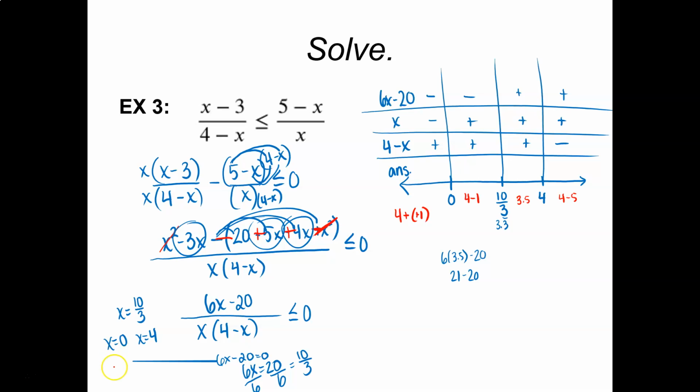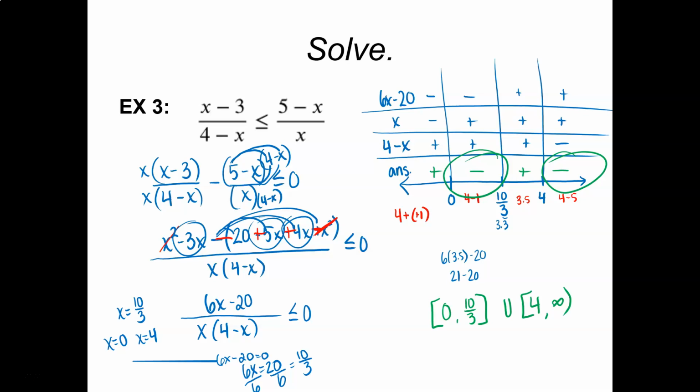Okay, so Amanda, what would our bottom line, our answer line look like for this? Good. So we get positive, negative, positive, negative. And Kayla, which ones are our answers? The negatives. So we're doing this section and this section. So that is going to look like this: from 0 to 10/3 and 4 to infinity. But I just did brackets for everything.